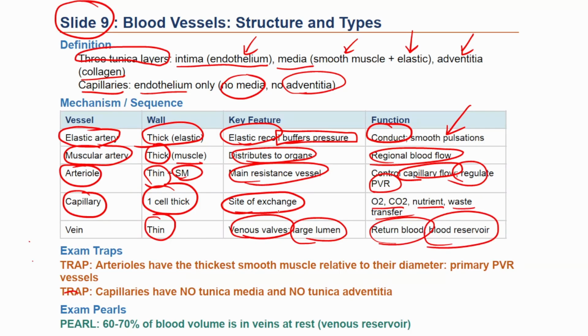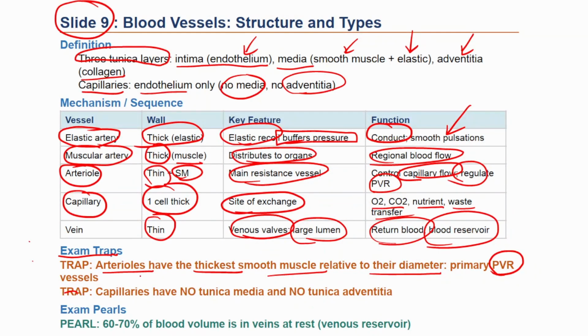Now pay critical attention to these high-yield exam traps. As usual, a major trap involves identifying which vessels have the highest concentration of smooth muscle relative to their total scale. Students often guess large muscular arteries because of their name, but the trap highlighted on this slide is that arterioles possess the thickest smooth muscle relative to their diameter, making them the primary regulators of total peripheral vascular resistance.